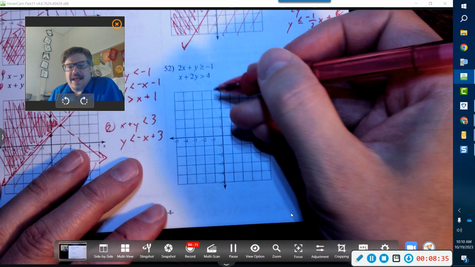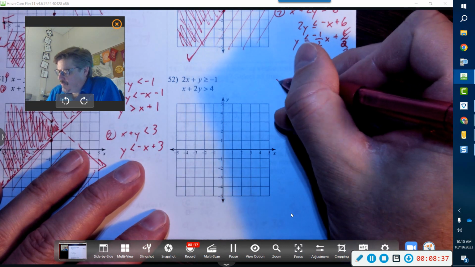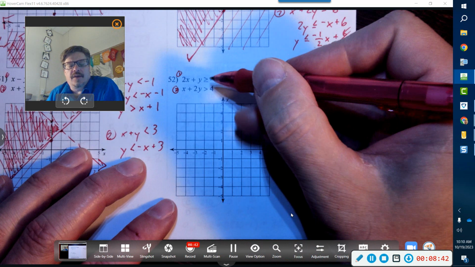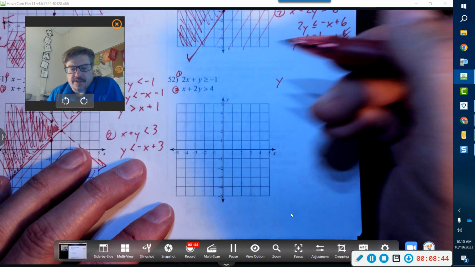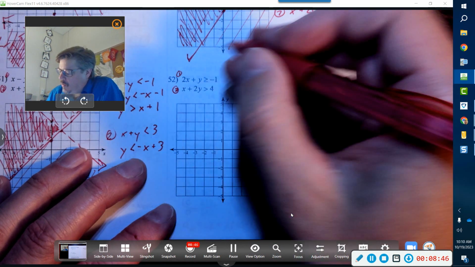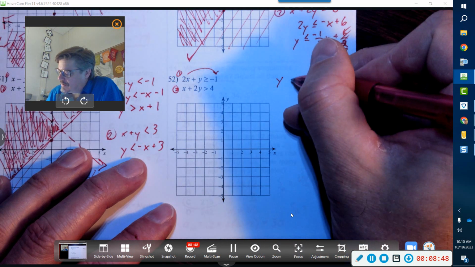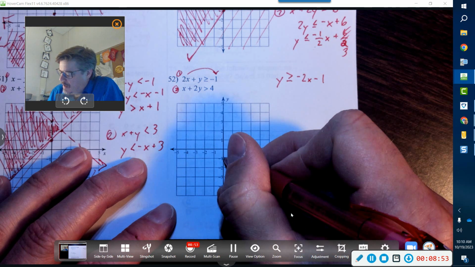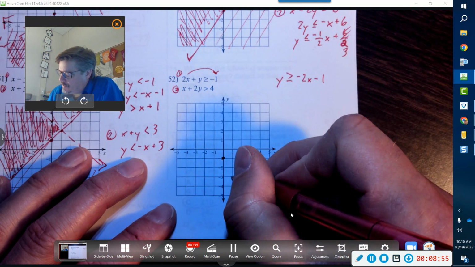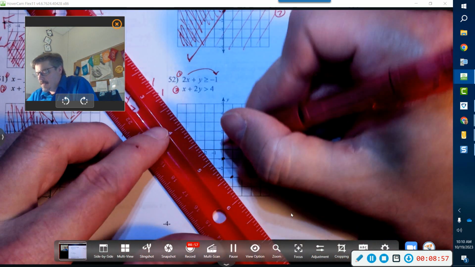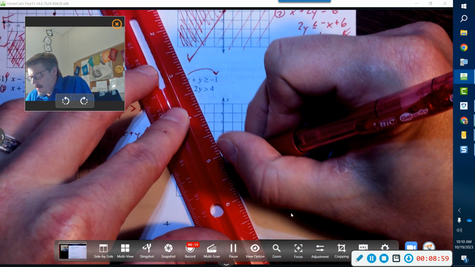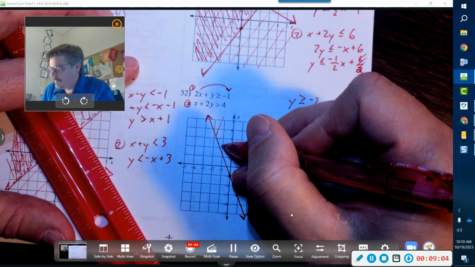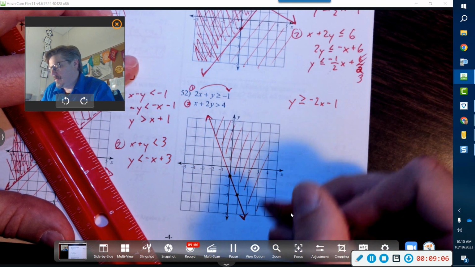Now I don't see any negative y's here, so this is going to be pretty simple. I don't have to switch the sign. By sign, I mean switch the direction of the inequality. So for y, we're just going to move that 2x over to the other side, and when we do, it will become negative. So negative 2x minus 1, and then I go down 2 over 1. It has a bar, so I will make it solid. This one says shade above it, so this is the top of the stairs.